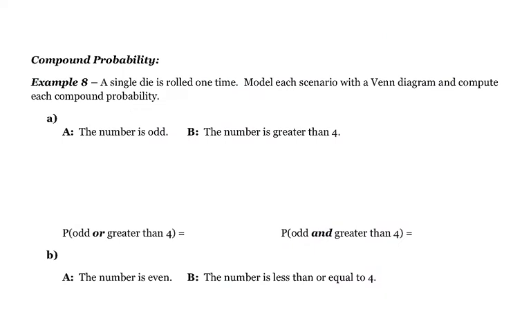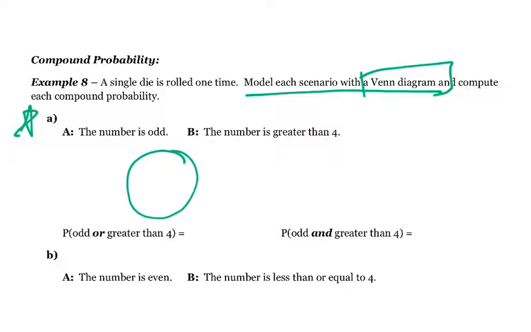Okay, so this is just an example where we use some theoretical probability. We're going to look at compound probabilities, and one thing that will help us determine the compound probabilities is if we can model each scenario with a Venn diagram. So again, everything's tying back to what we did in that first unit. In example 8, we have a single die is rolled 1 time. Model each scenario with a Venn diagram and compute each compound probability. So in this first scenario, we're looking for the number is odd. So my first circle A on my Venn diagram is the number is odd. My second circle B is the number is greater than 4.